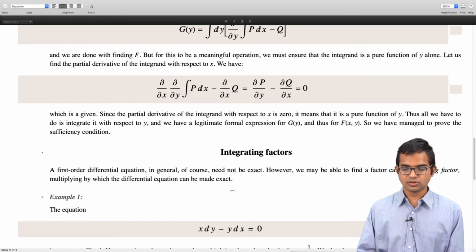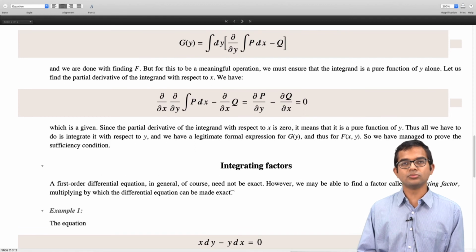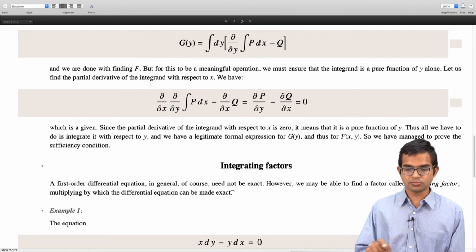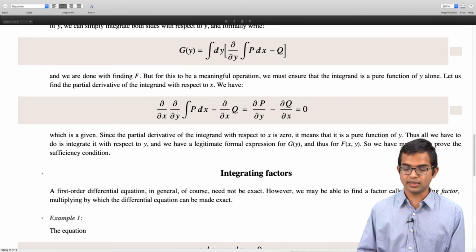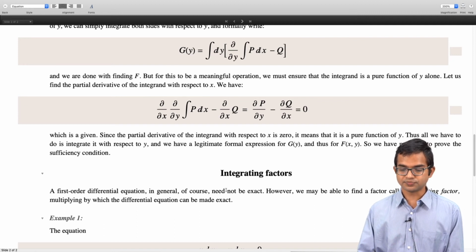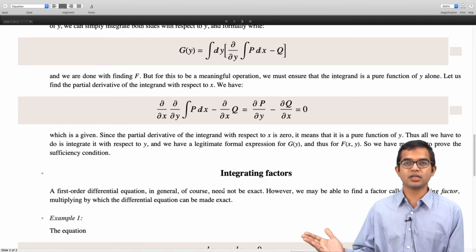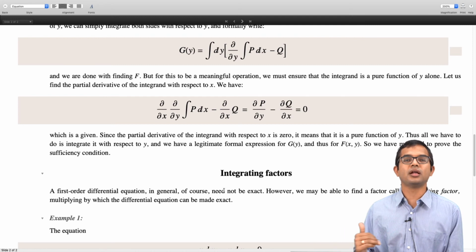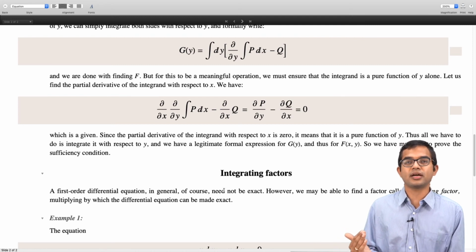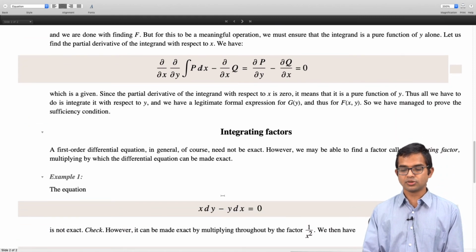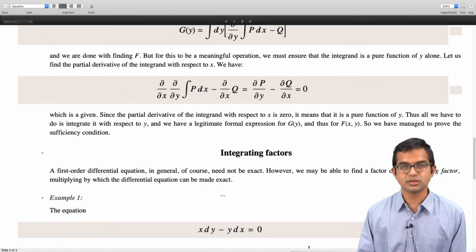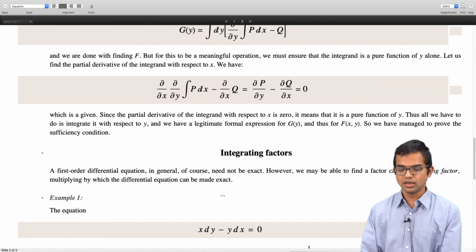So before we go to first order differential equations and view it from this point of view of integrating factors, let's just quickly look at a few examples of what integrating factors are. Integrating factors are factors with which you multiply a differential equation and convert a non-exact, or inexact, differential equation into an exact equation. So let's look at this very simple example: x dy minus y dx is equal to 0. Of course, you can solve it, but that's not the point here.